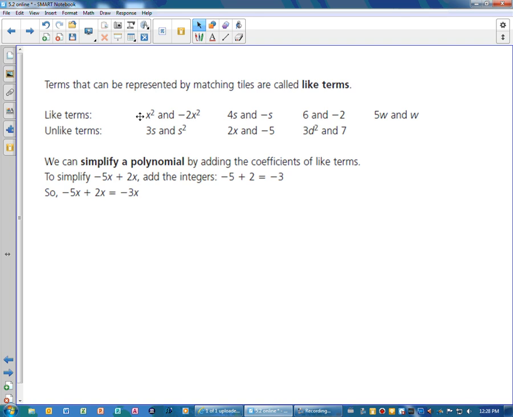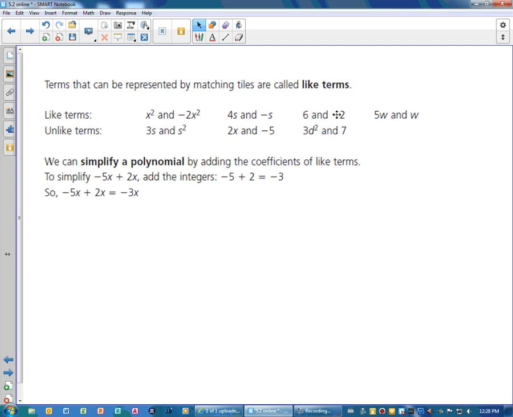So it doesn't matter that this one's positive and this one's negative. What matters is that the variable is the same. This is an x squared and this is an x squared. Remember that the coefficient on this one is a 1 and the coefficient on this one is a negative 2. But because the x squareds are the same, they are like terms. 4s and negative s, they both have s's. Okay, and only one of them. 6 and negative 2, they're just digits.